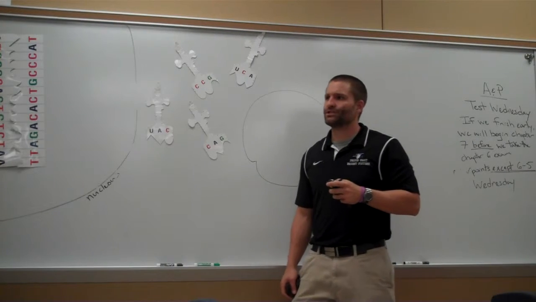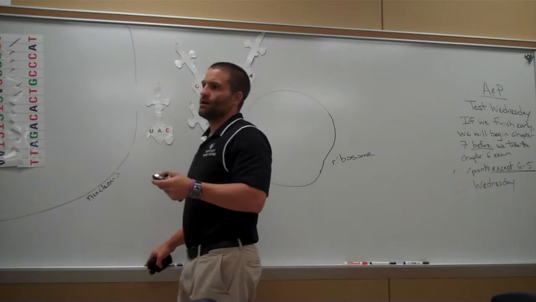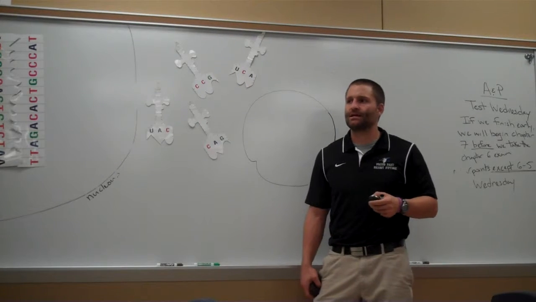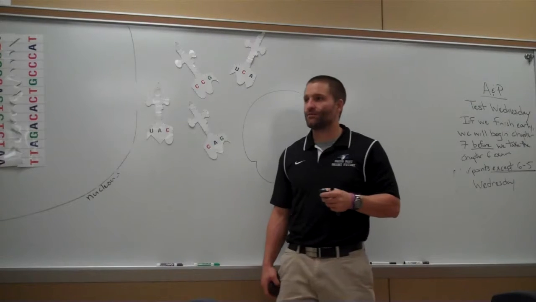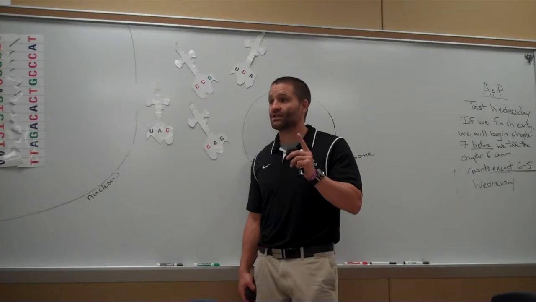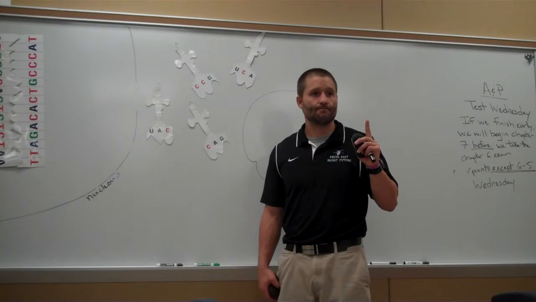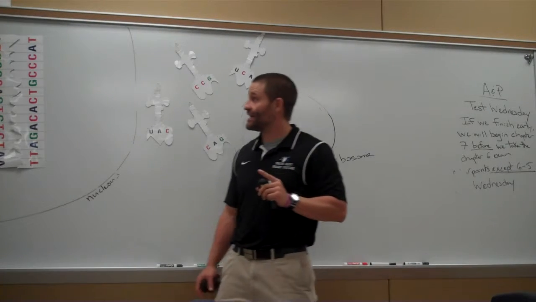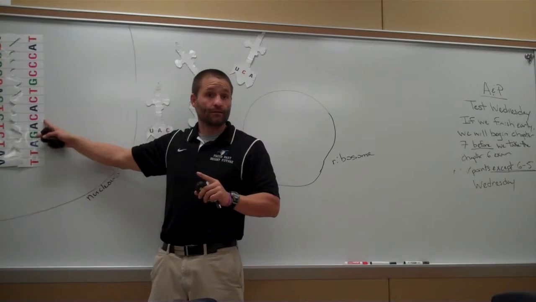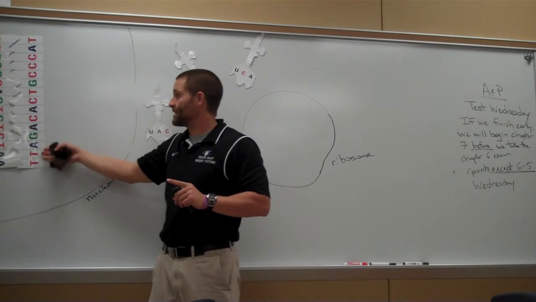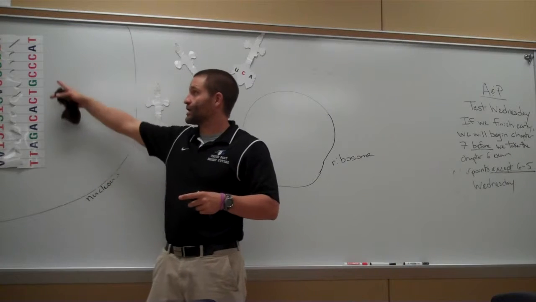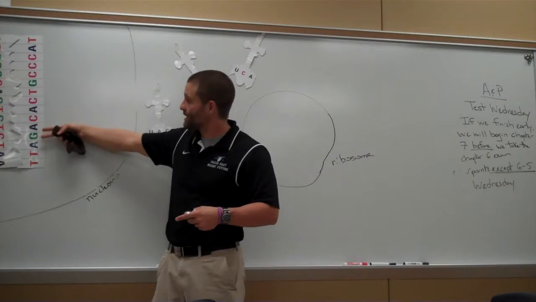So we're talking about transcription now. Part of the nucleotide sequence is copied into a complementary sequence of messenger RNA. So where does transcription occur? Nucleus. Now, this is not a good picture, not a good model, because what am I missing with this structure, first off? What am I missing here with this DNA?